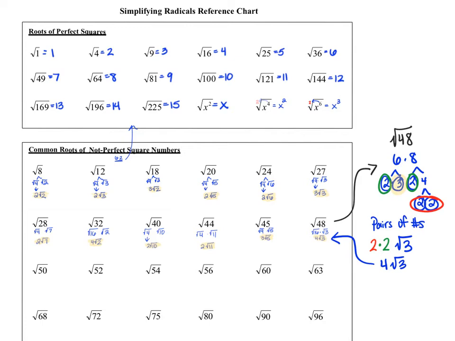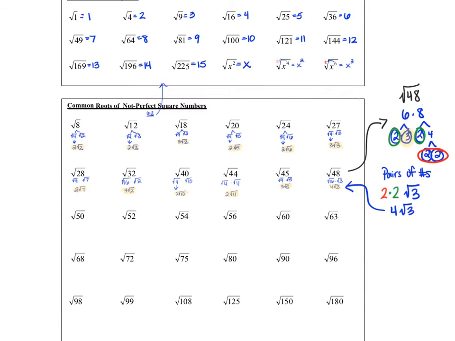So this strategy will work for larger numbers. If you have, say, 108, and you were trying to simplify the square root of 108, and you didn't know the perfect square factors, you know that it's an even number, so you can start with dividing by 2. So let's continue to do the next row. Go ahead and do it on your own, and then unpause the video to check your work.